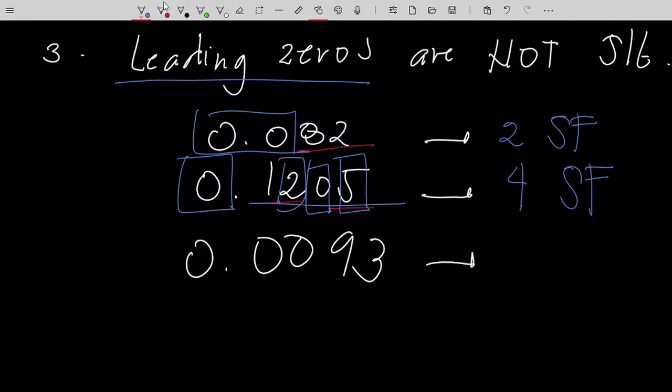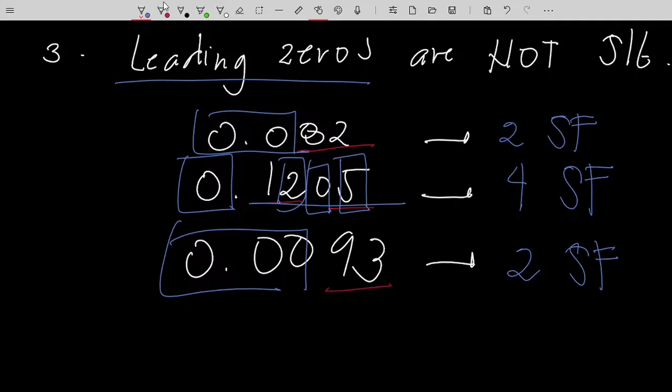Third example, 0.0093. Now count all the non-zeros. We have your 9 and 3, but how about these 3 zeros here? These 3 zeros are actually examples of leading zeros. So automatically these are not significant, so we only have two significant figures here.